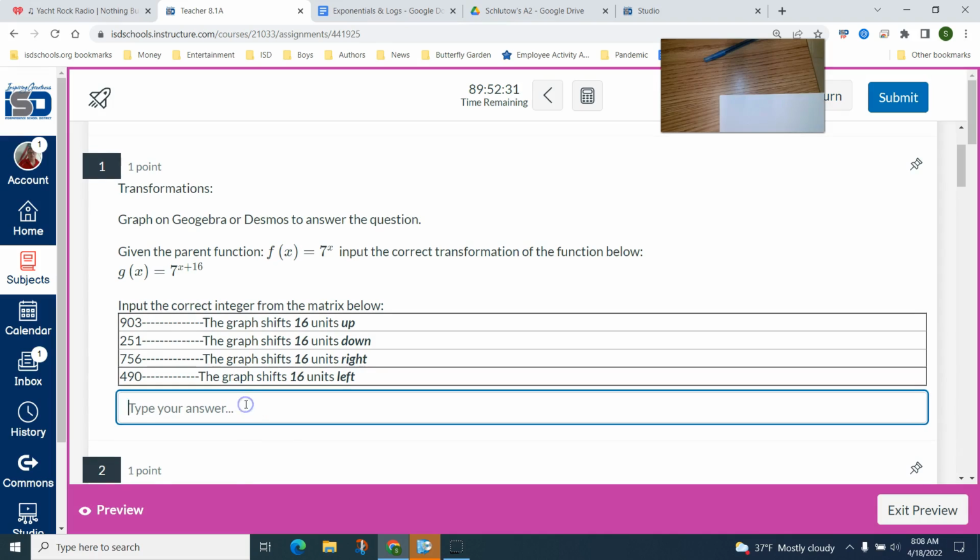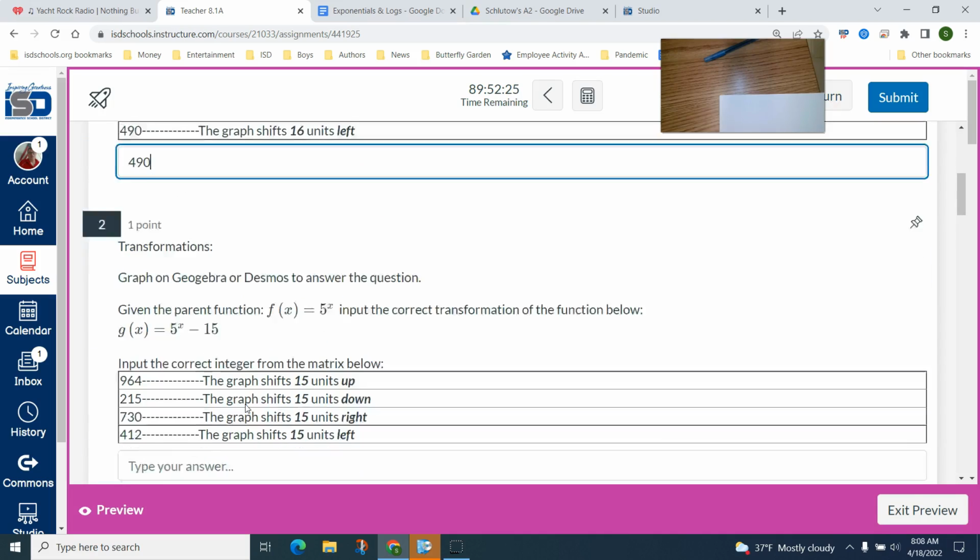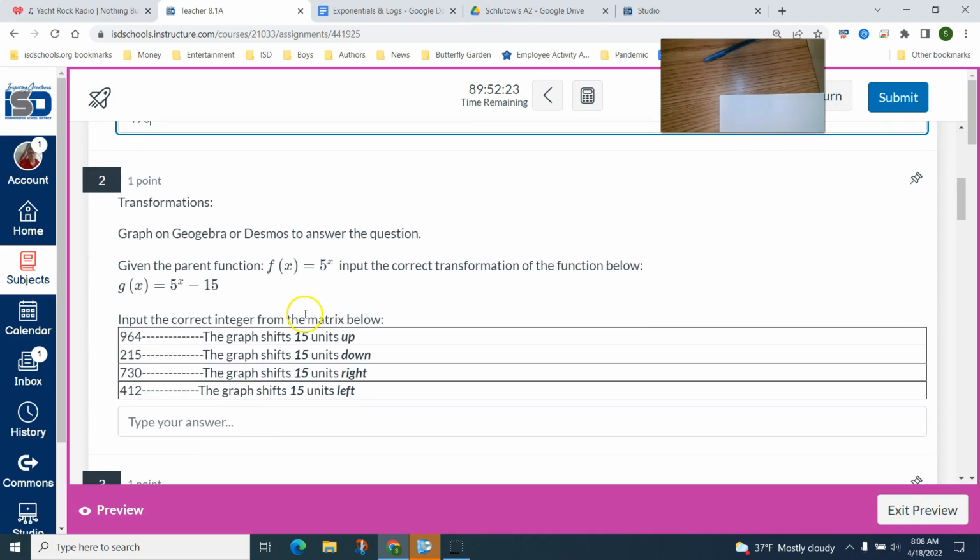Nothing has changed, right? A positive h, it's left. If it's a negative h, it's right. It's opposite. This one, in the transformation, my base is 5. This one's minus 15. This is my k value. It is down 15 units. That's where the horizontal asymptote would be. So it shifts 15 units, not up, but down.